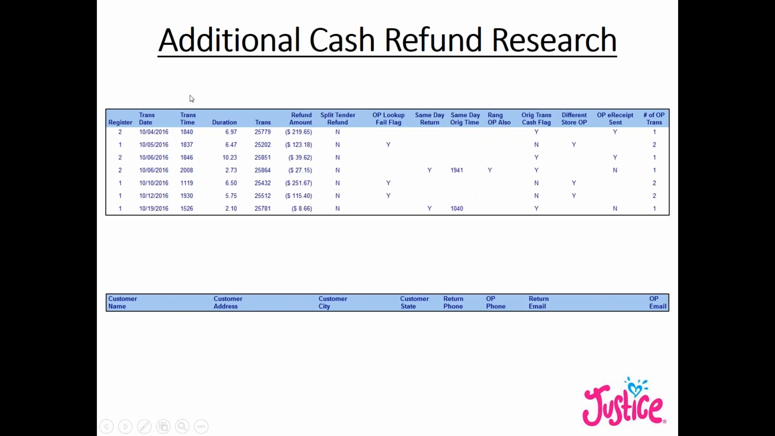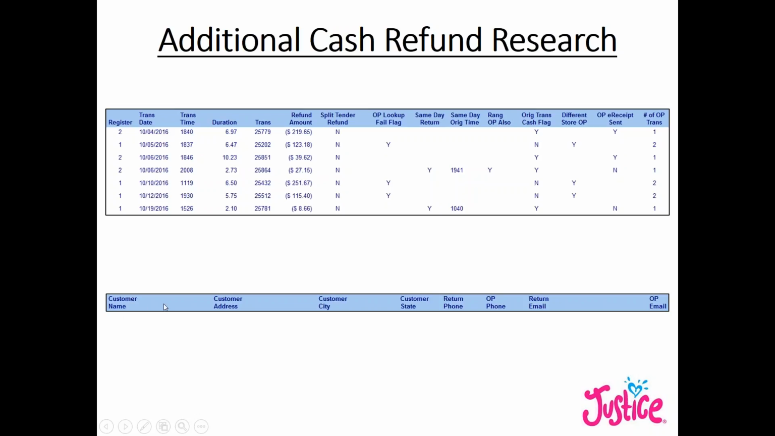Again, a lot of these columns are there to tell me whether I think something is interesting, because if there wasn't cash and the OP wasn't found, then that makes sense. But it's also not a good thing. We should be finding original purchase transactions for all these cash returns.